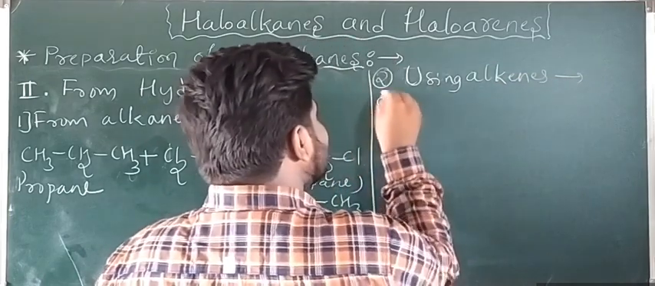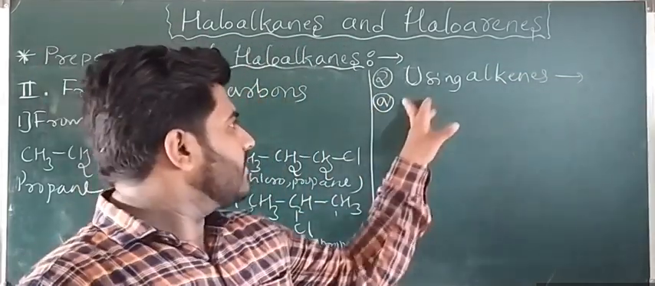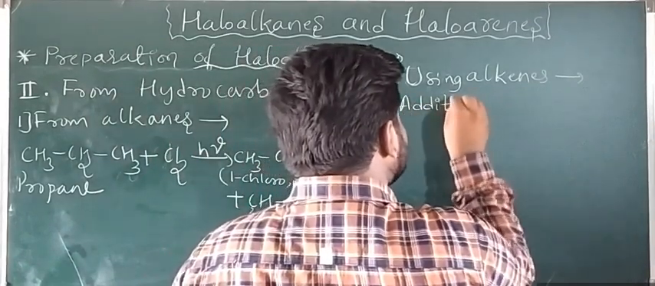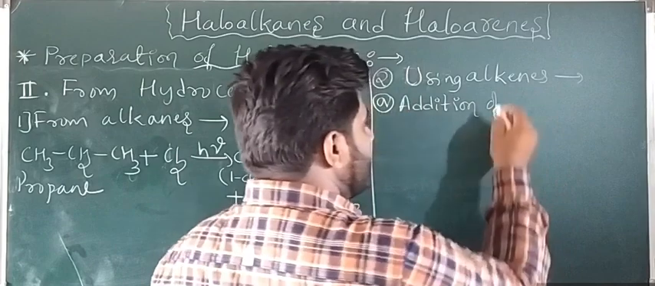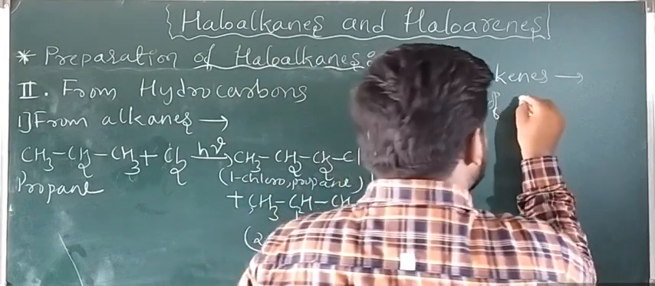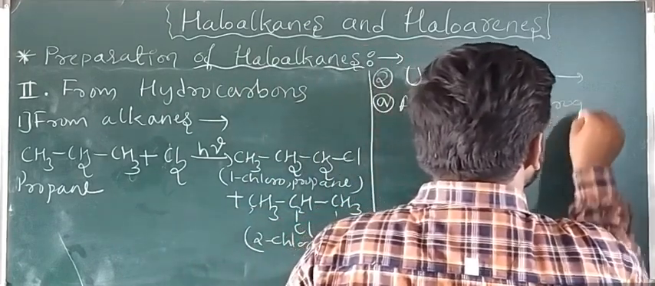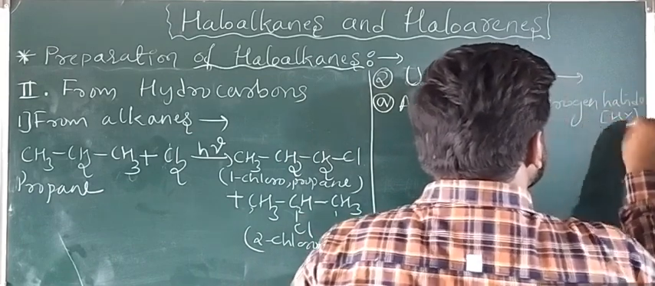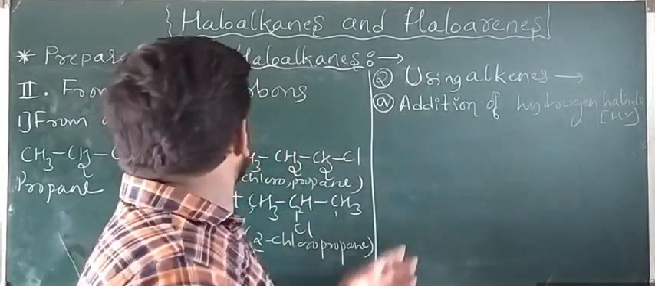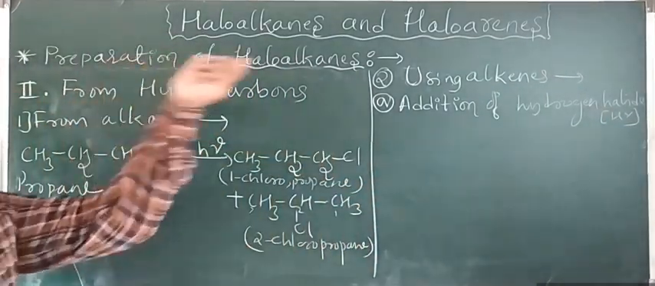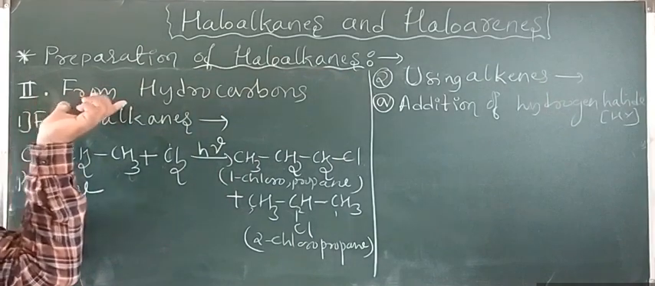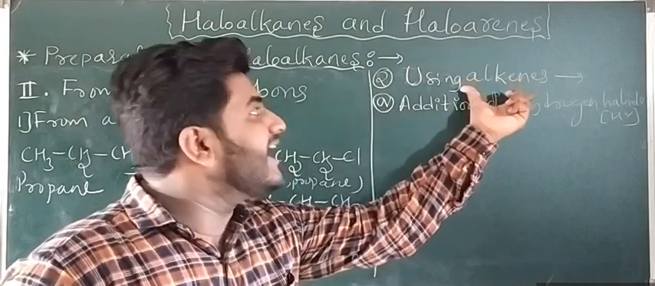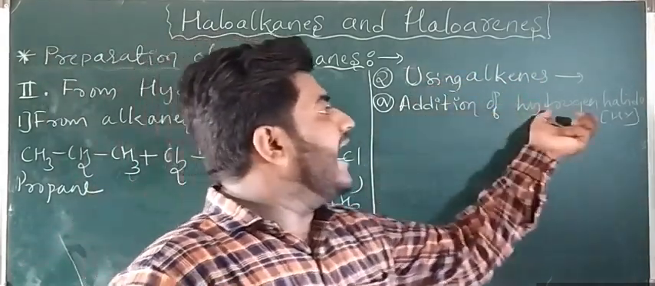Again, using alkenes, there are two methods. One is addition of hydrogen halide or halogen. Hydrogen halide means HX. Look at here. So what we have taken here, we are preparing haloalkanes. The second method from hydrocarbons: in hydrocarbons we are using alkene, along with hydrogen halide.